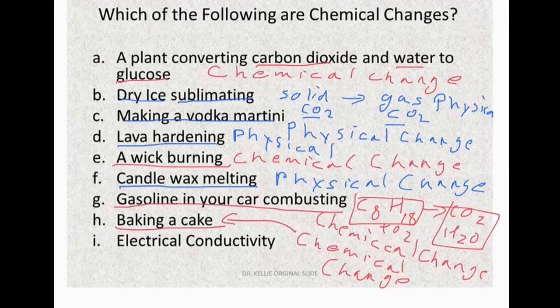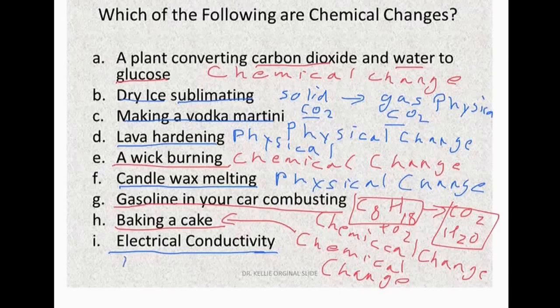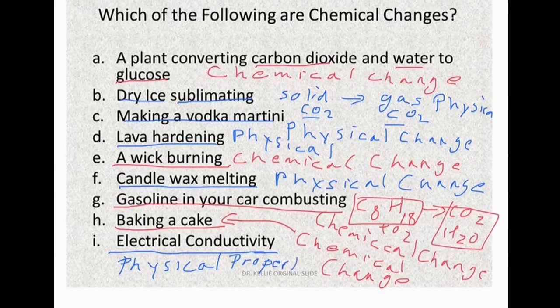Electroconductivity. We run electricity through copper wire. After we run electricity through copper wires, the copper wire is still copper wire? Yeah, it's still copper wire. Therefore, it's not even really a physical change. It's more of a physical property.